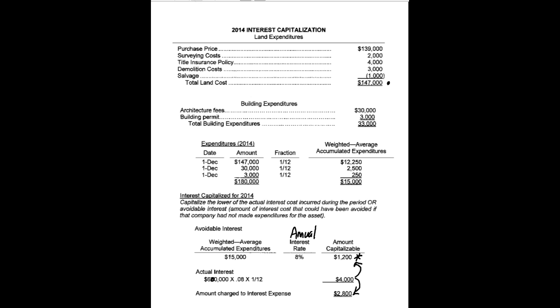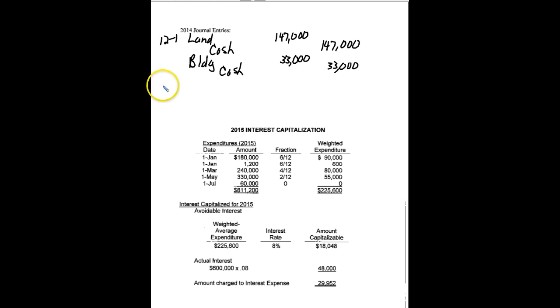Go back and take a peek where I got those. So there's our $147,000 and our $33,000. So we've recorded those. Now December 31st, we're going to record this $4,000, capitalize $1,200 of it, and expense the other $2,800. So on December 31st, we're going to have interest, I'll just abbreviate that with an I, so interest expense.